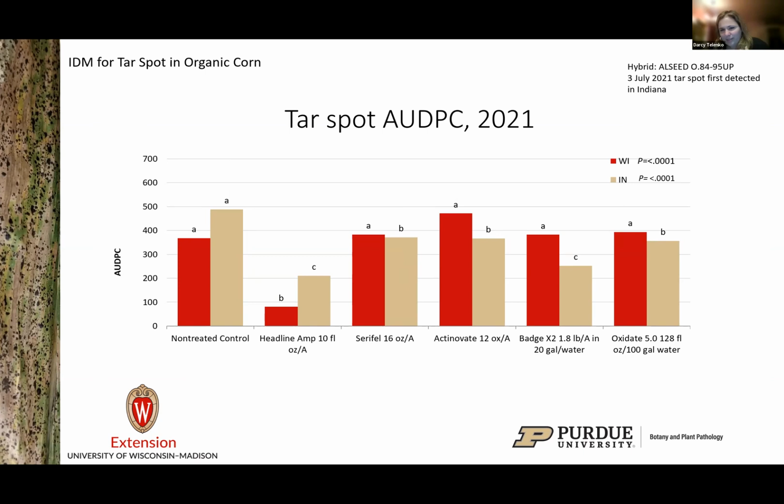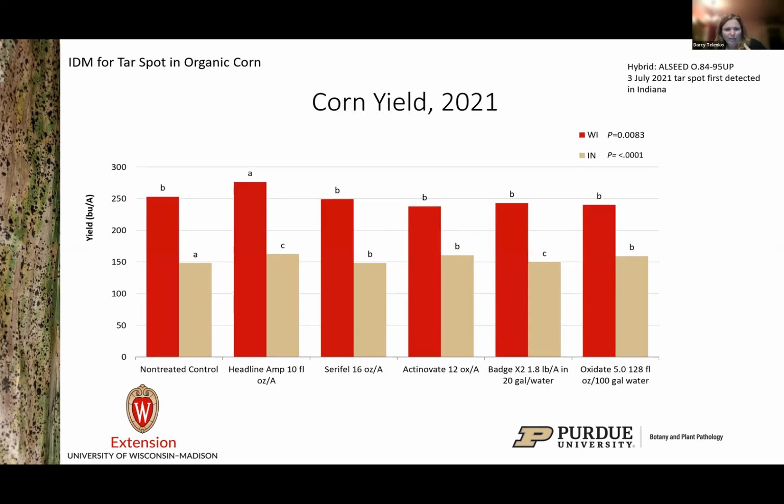I don't think we saw much change in yield. The Headline AMP and the Badge were the 2 that really increased. My letters are backwards. I look at it, so the C's should be A's, but yeah, so I think the Headline AMP and Badge did see a little bit of yield protection there. The letters are wrong, but and Damon, did you have any?